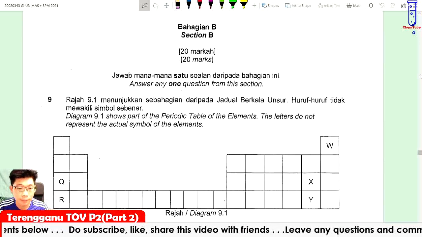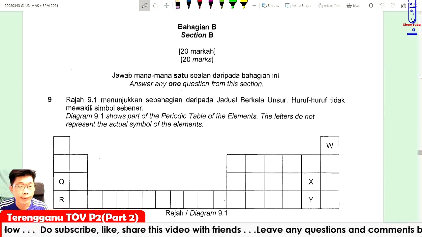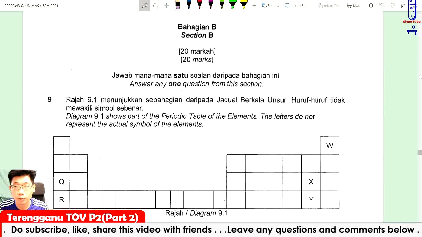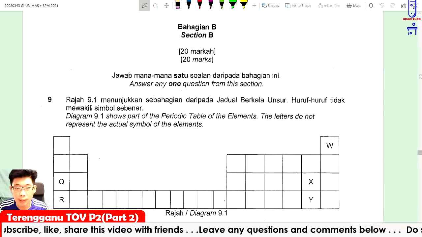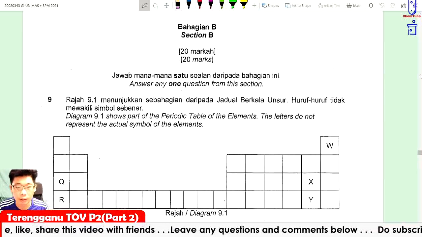I'm Jaegu Wong. Today we are going to look at the Terengganu TOV paper 2, section B, the essay question, and section C also.